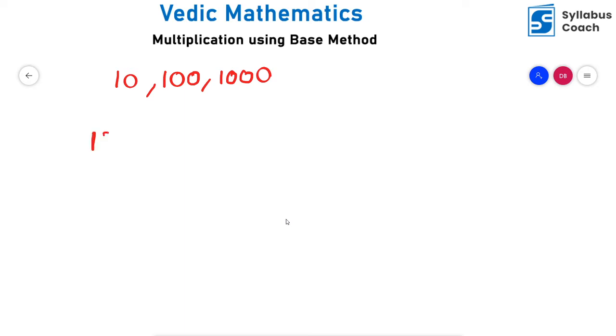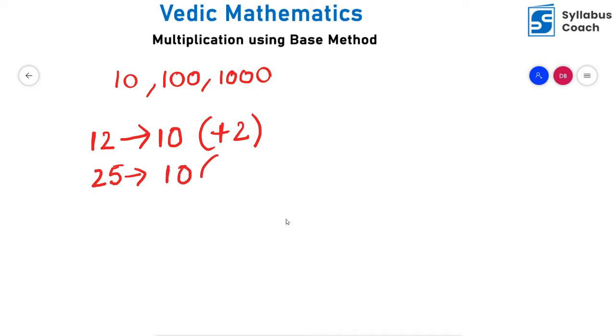Say you have 12. What is the base of this number? The base of this number is 10. And how would you compare? The comparison is simply that 12 is 2 more than 10. Now if you take 25, and compare it with base 10, it is 15 more than 10. So this is the comparison, right?